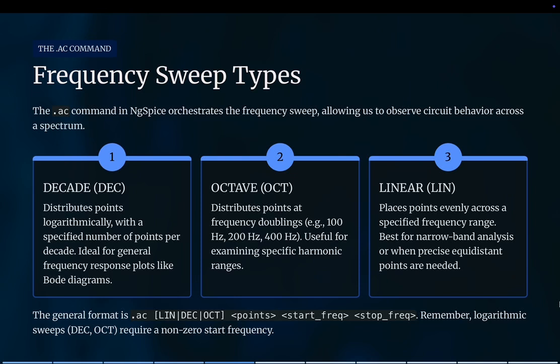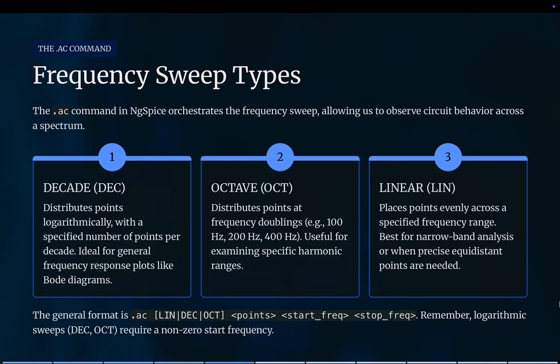It distributes points logarithmically. For example, 10 points per decade means 10 samples between 1 Hz and 10 Hz, another 10 between 10 Hz and 100 Hz, and so on. And as we can see in the example here, this gives us 10 points per decade from 1 Hz to 1 megahertz. Next is octave sweep. It's less common but useful when you want points at frequency doublings. Each octave represents a 2x frequency increase.